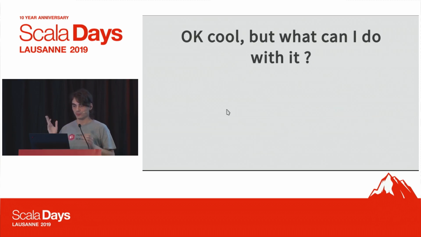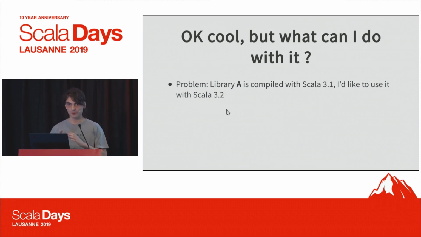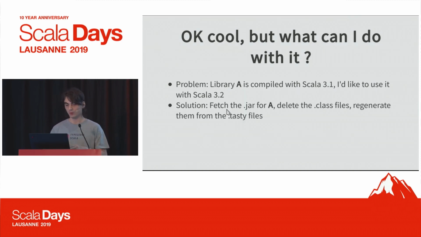Okay, cool, but what can we do with that stuff? Very concretely, we can start with a problem. I have a library A, which is compiled with Scala 3.1. I want to use it with Scala 3.2. How do I do that? Do I wait for the authors of library A to republish it for Scala 3.2? I can do that. Otherwise, if I'm very impatient, I could fetch the jar for A, delete the class files because they don't matter, and just regenerate them from the tasty files which are also in the jar.